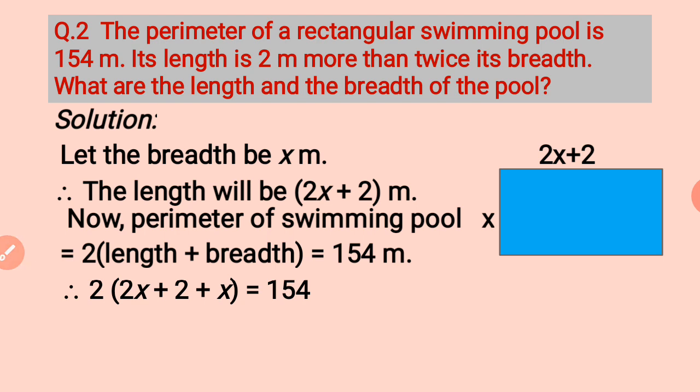You can solve the bracket. In the bracket, 2x plus x will be 3x and plus 2 remains as it is. So your new statement is 2 times (3x plus 2) equal to 154. Let's proceed further. 2 is multiplied by the bracket.